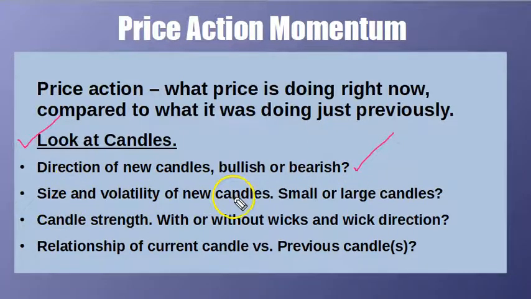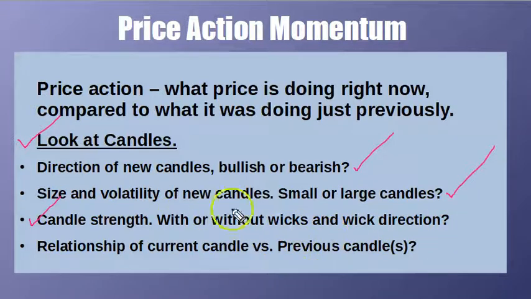Size and volatility of the new candles. Are they small or large candles? That will give you a clue as to what's going on, and is part of momentum. Candle strength, with or without wicks, and the wick direction. Candles sometimes have a wick on top or down below, like we call them lines or shadow lines or whatever.